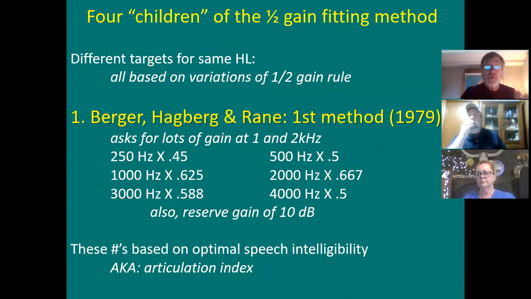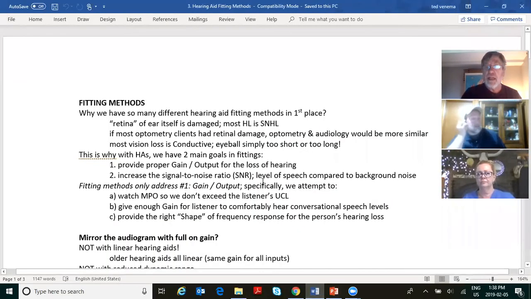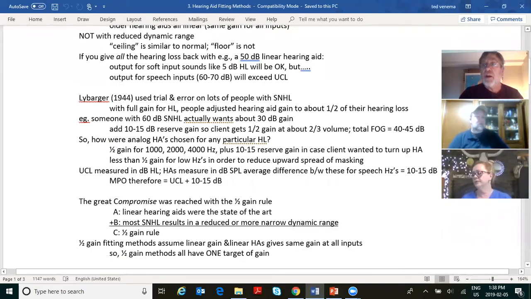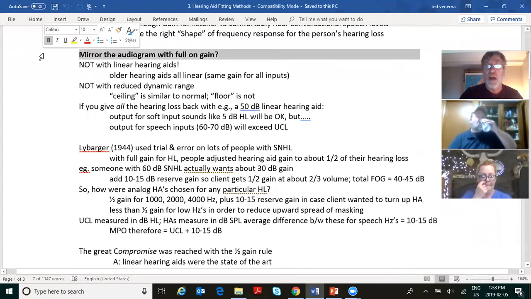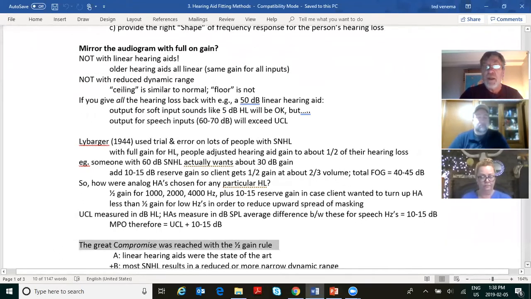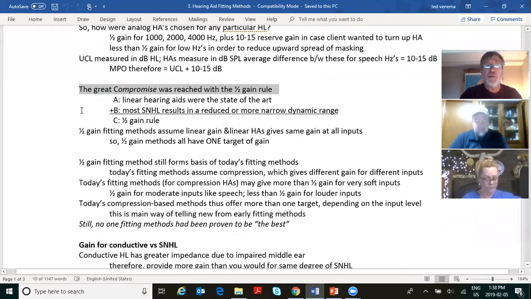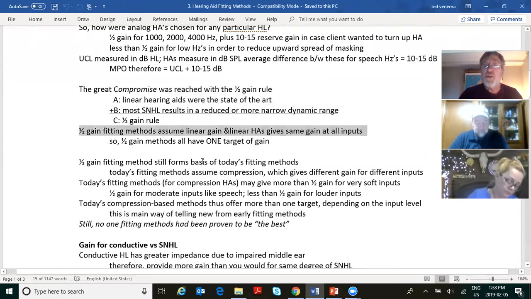Now, if we look at our notes from last week, here's your fitting methods. You can't mirror the audiogram with full-on gain. Here you go, can't do this. We covered that last week. So the great compromise was reached with the half gain rule, and we talked all about that. A plus B is C. There you go. Half gain fitting methods assume linear gain, and linear hearing aids give the same gain for all input.